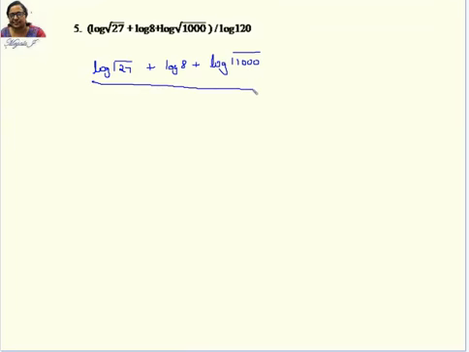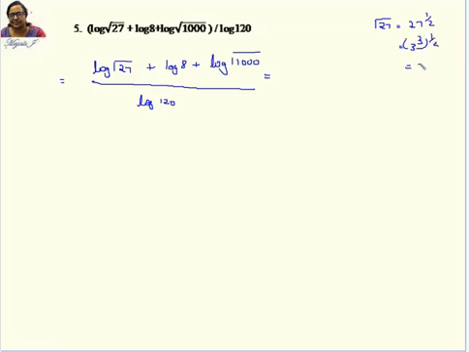Whole divided by log 120. First thing is simplify. Any logarithm problem, very first thing is simplify that. So how will you simplify this? What is root 27? 3 root 3. Root 27 is like, this is 27 to the power 1 by 2. And 27 is 3 to the power 3, whole to the power 1 by 2.